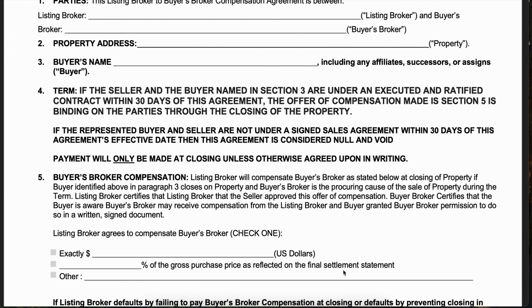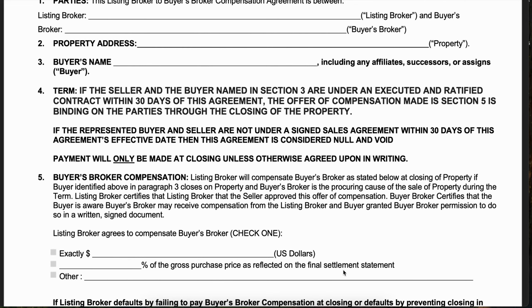Paragraph 4 is a substantial change from the way the form currently works. Gone is the fillable blank for what the end of the agreement is. Here's how the term section is going to work now. If you have a compensation agreement signed between your brokerage and the listing brokerage, and your broker, the buyer brokerage, brings the buyer that is named in paragraph 3 to that property, and that buyer goes under contract with the seller within 30 days of this compensation agreement being signed, then this compensation agreement runs through closing.